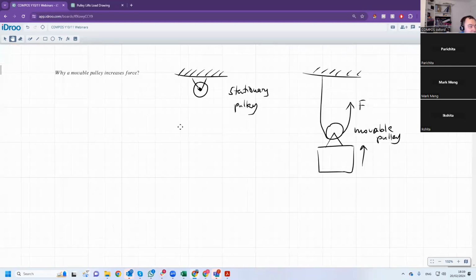Stationary pulley, well, it's simple. The object is moving. So we apply a force F. The object is moving, but the pulley is stationary.